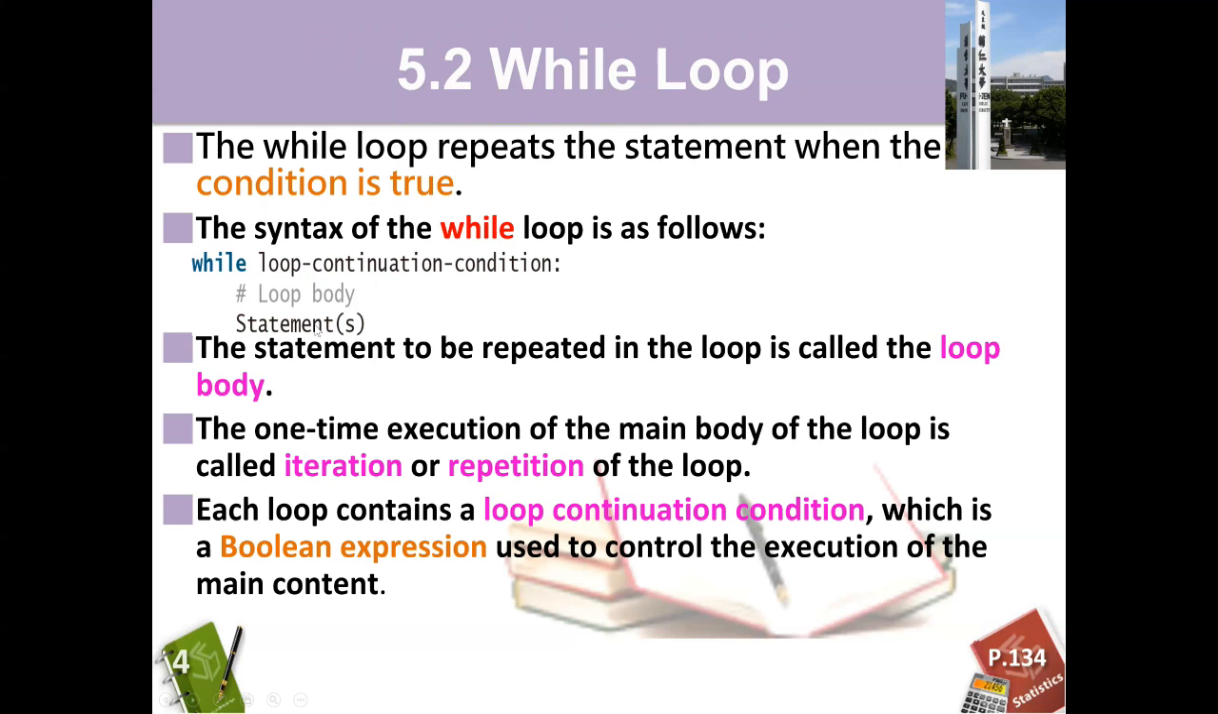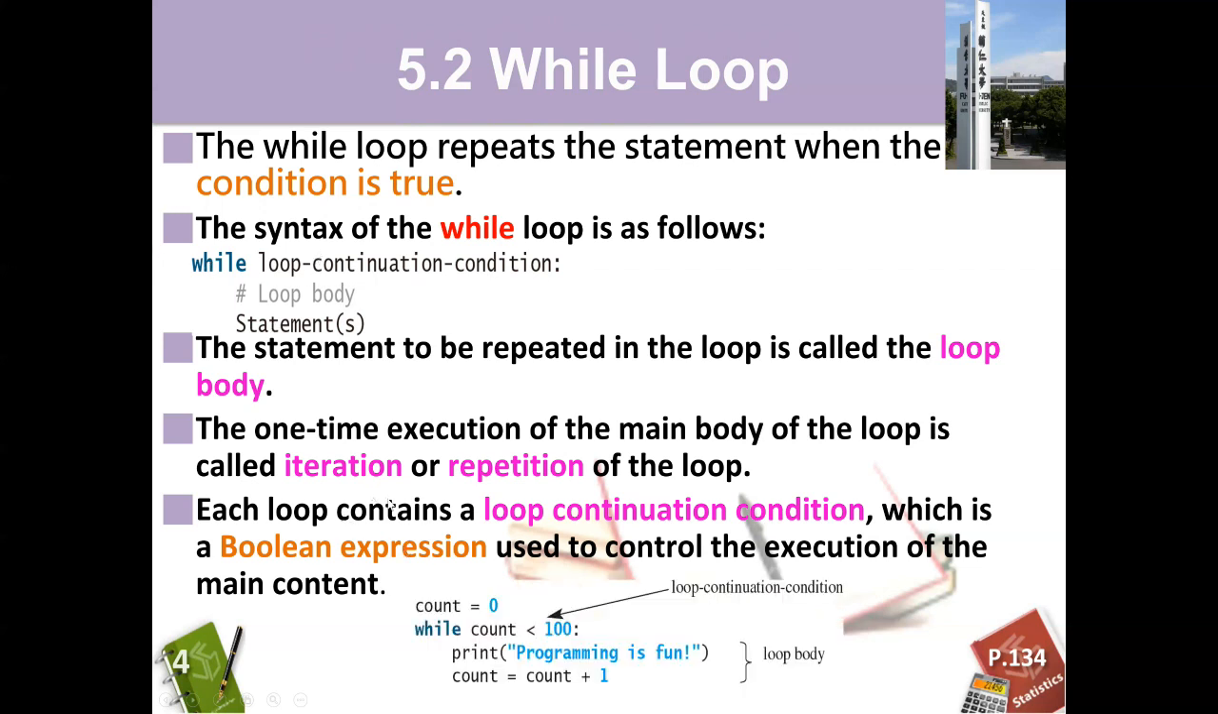Every time you do it once, it's one iteration, and when you do it the second time, it's the second iteration, right? This continues until the condition is no longer true, and then it will jump out of the while loop. So for this demonstration, count smaller than 100 is the loop continuation condition. One day it will become no longer true.